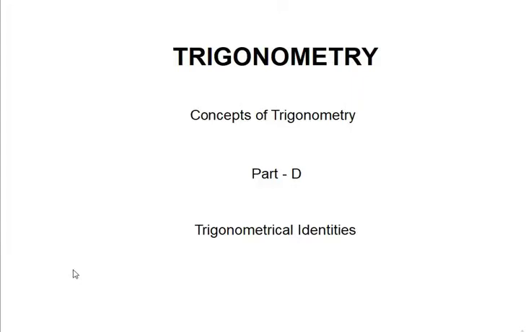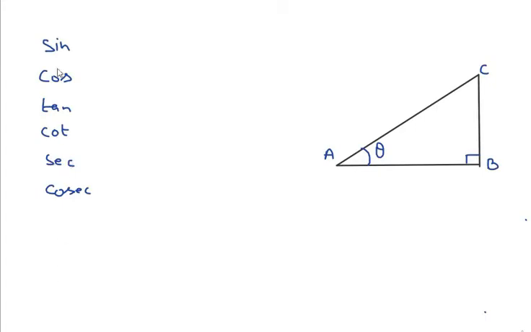Hello students, welcome again. This is part D of trigonometry, basic concept of trigonometry, and in this video we are going to discuss trigonometrical identities. Students, as you know, trigonometry means the science which deals with the measurements of triangles. As you know, we have 6 trigonometrical ratios related to the 3 sides of a right angle triangle. So let us discuss over here.